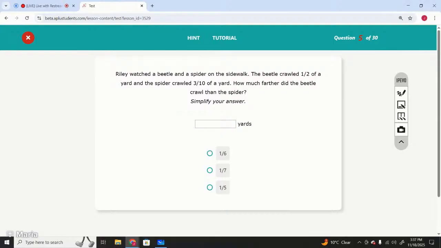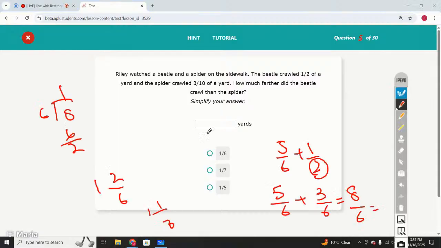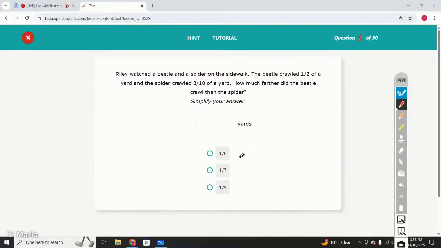Riley watched a beetle and a spider on the sidewalk. The beetle crawled half of a yard and the spider crawled 3/10 of a yard. How much farther did the beetle crawl than the spider?